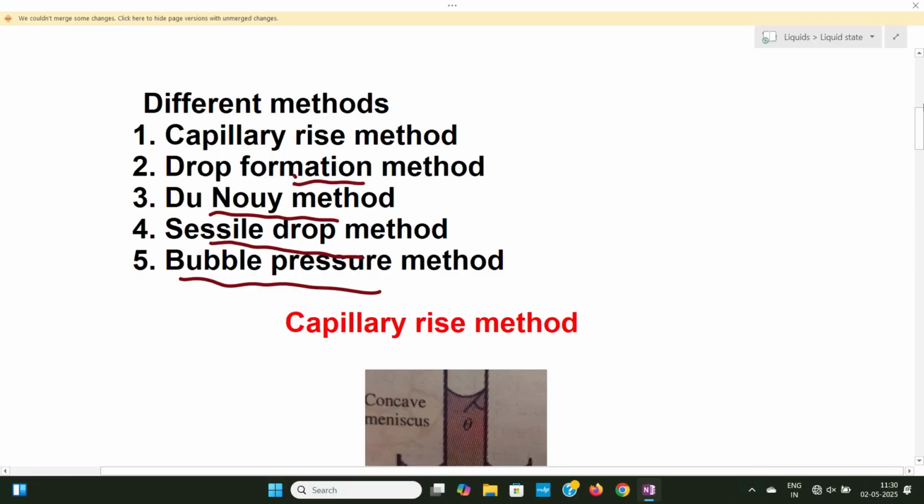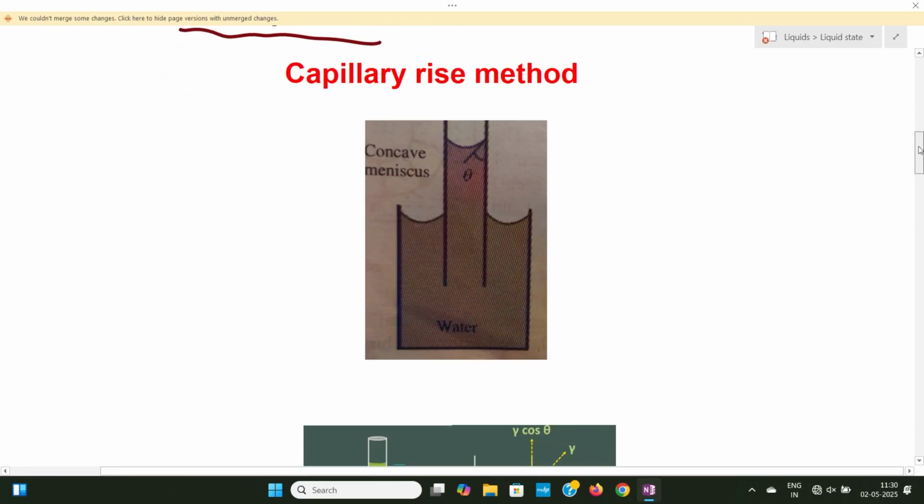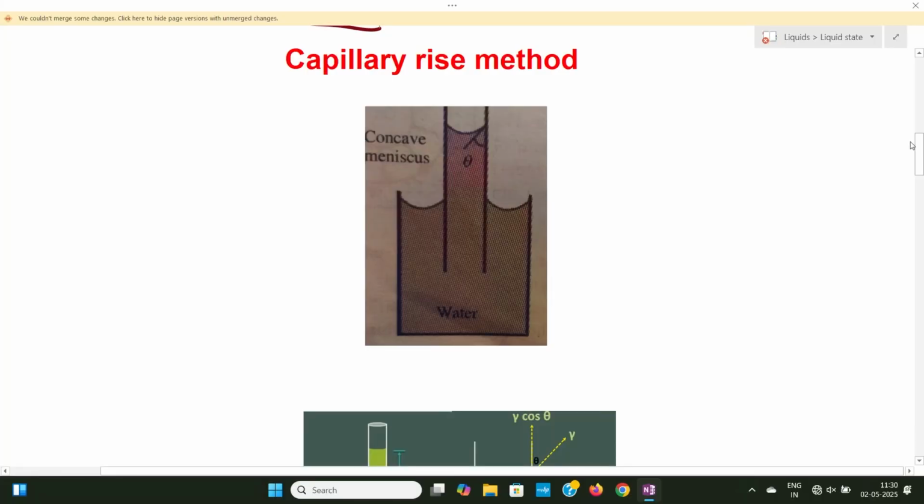So, before we go for the capillary rise method, how we determine the surface tension by capillary rise method, we have to know what is capillary action. Capillary action is nothing but when we place a capillary tube. Capillary tube means a glass tube with a small internal diameter, in a liquid. According to the nature of the liquid, the capillary rise or capillary fall will happen. That is known as capillary action.